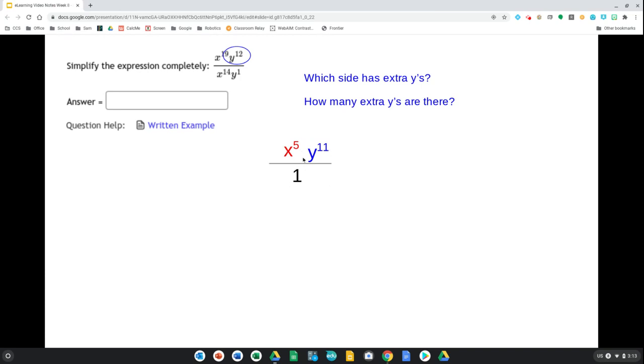Now, instead of typing it like that, since anything divided by 1 is just whatever we started with, you could just write in the answer x to the 5th, y to the 11th, and not put it over 1. So if there's a 1 at the bottom, we don't have to write the bottom. But if there's not anything at the top, we do have to write the 1 at the top. So it's a little bit different rule if the empty space is at the top or the bottom.